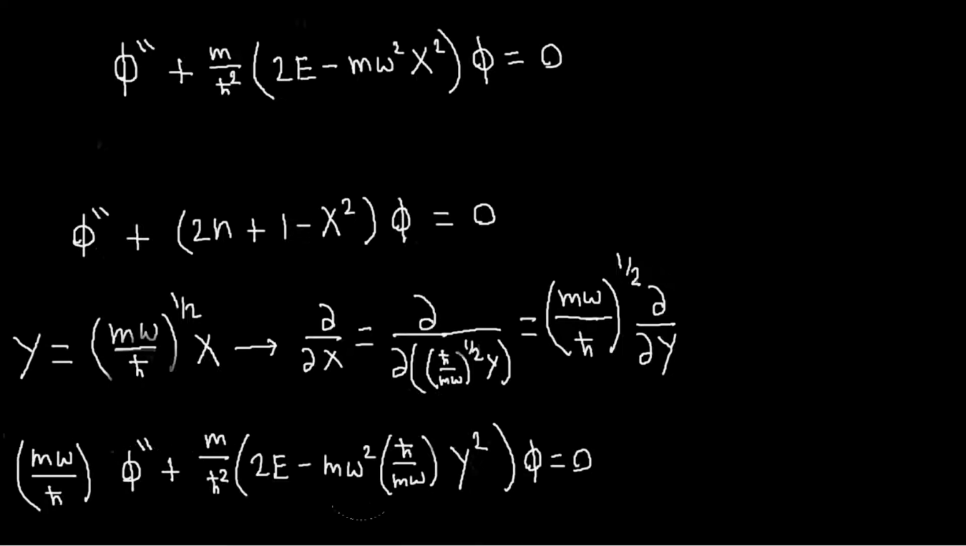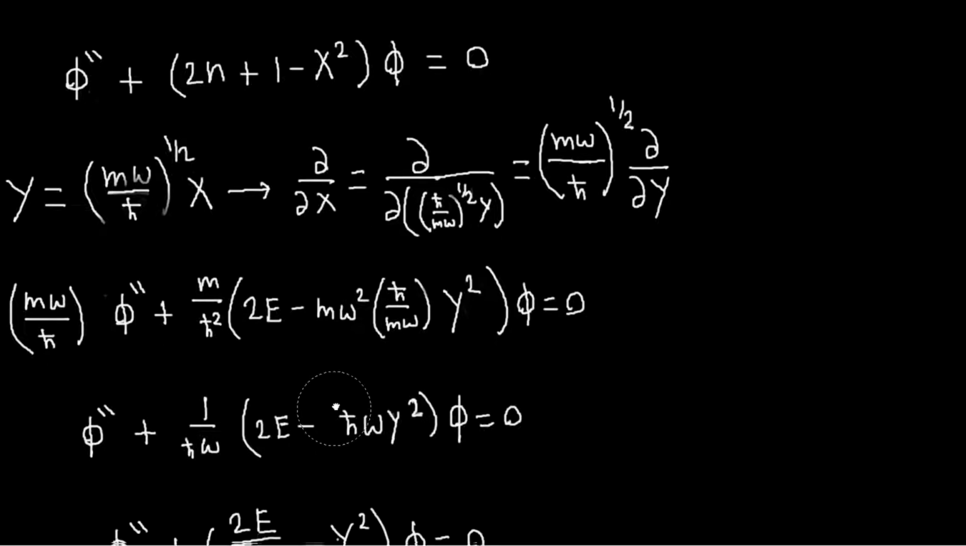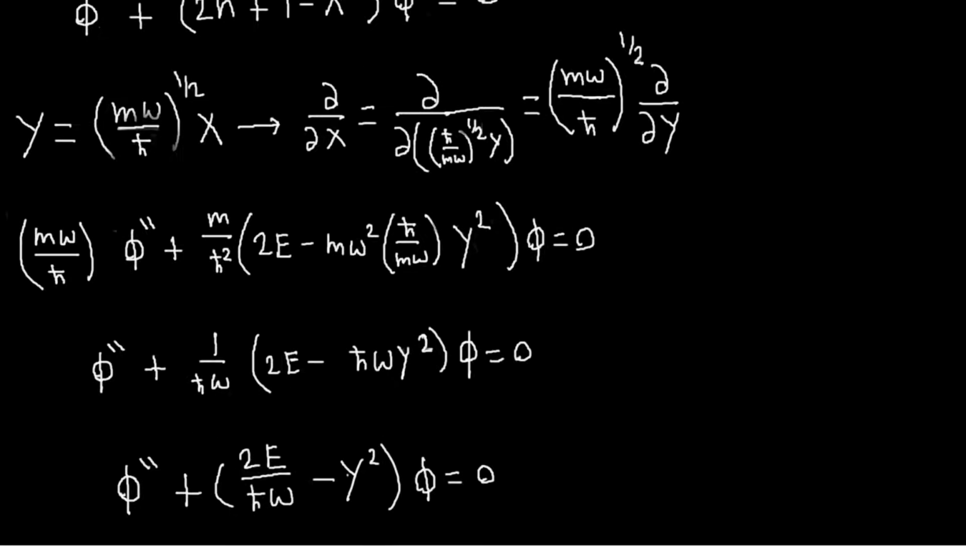So now it's written in terms of y. And then I just want to resimplify it. So I'll, again, get this phi prime prime term by itself. So I'll divide by m omega over h bar. And then I simplify a few things, but it's not too bad to get to this equation eventually.